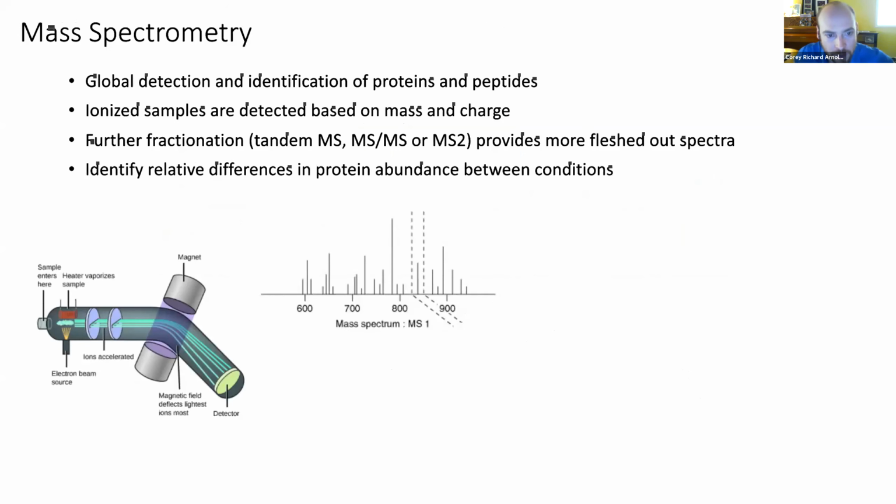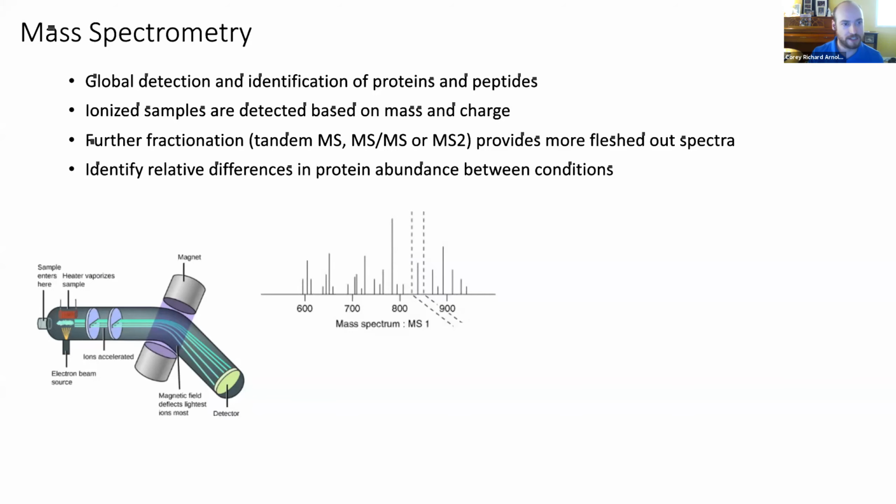So those are two ways to look at one or two, or maybe a small subset of proteins at a time. But if you want to look at the global protein identification within a sample, mass spectrometry tends to be the way to go. Mass spectrometry is not only used for proteins, but it is very useful for proteins.